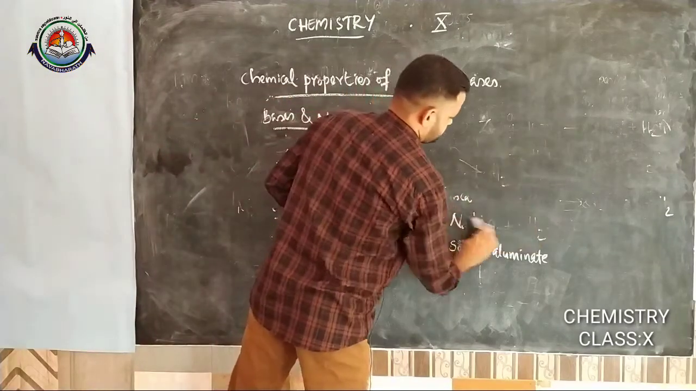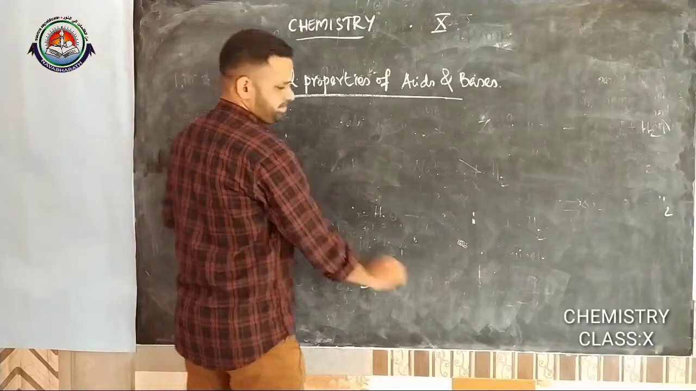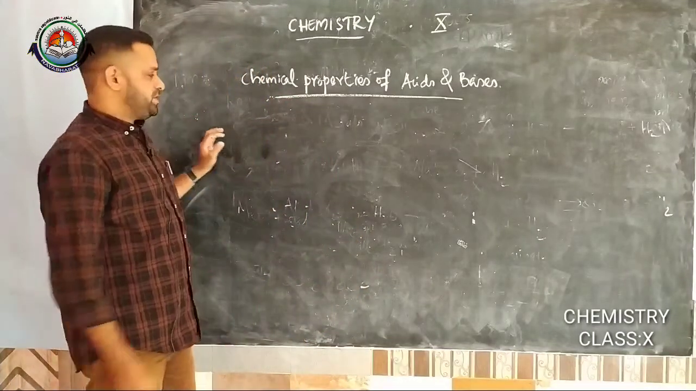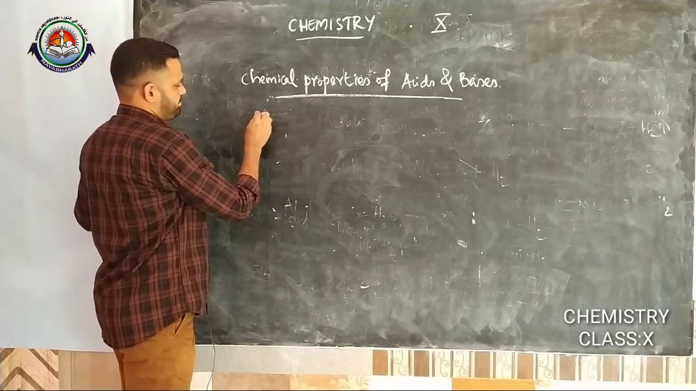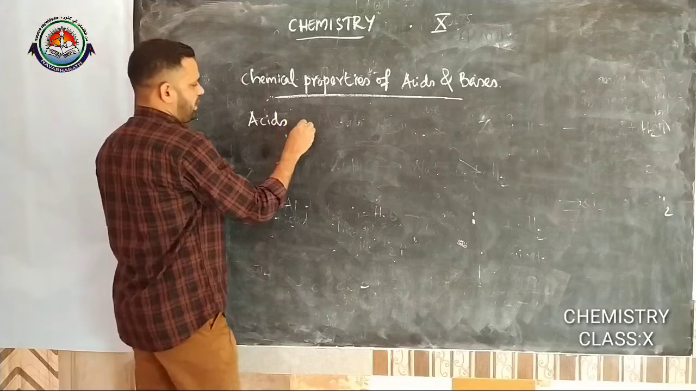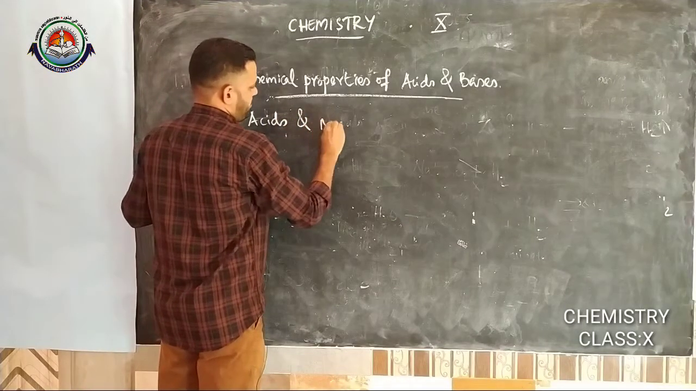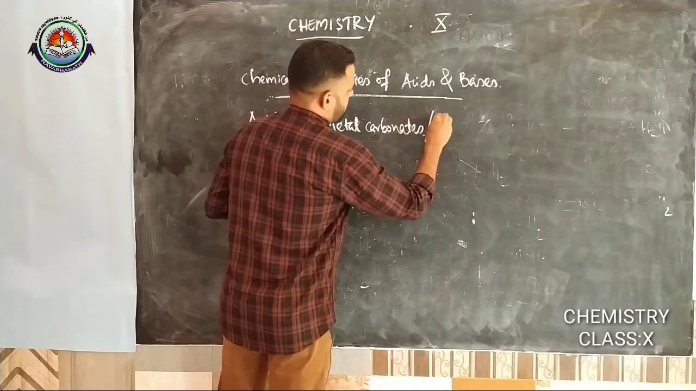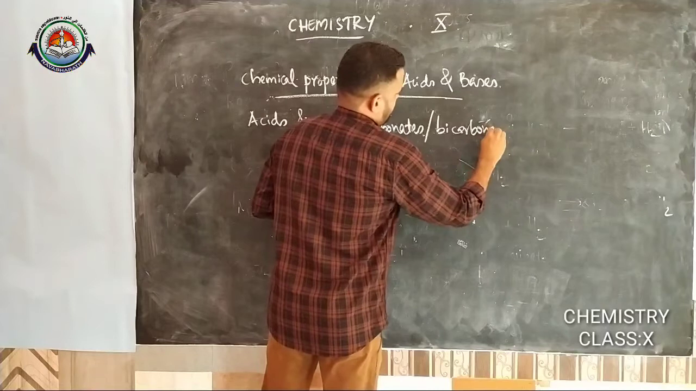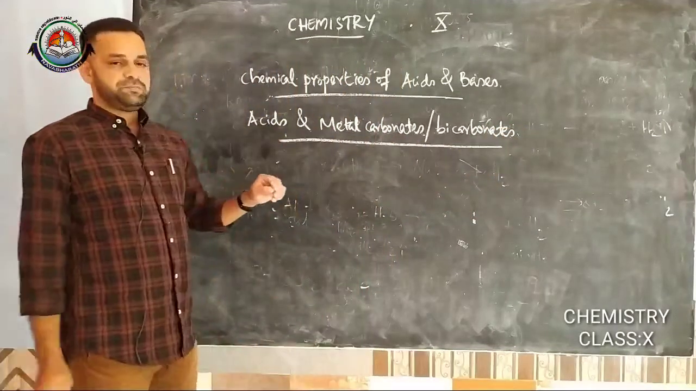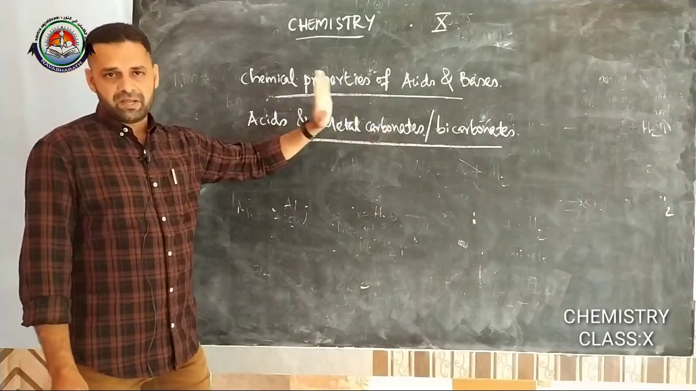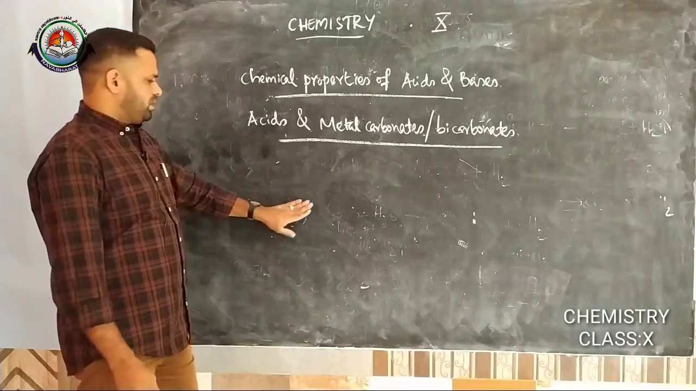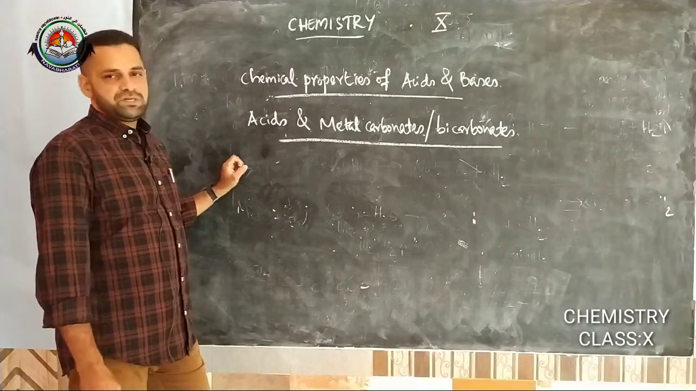Okay. Then the next reaction is the reaction between acids and metal carbonates or bicarbonates. The reaction between acids and metal carbonates or metal bicarbonates. Metal bicarbonates are otherwise known as hydrogen carbonates. Now, in order to understand this reaction, take another example.